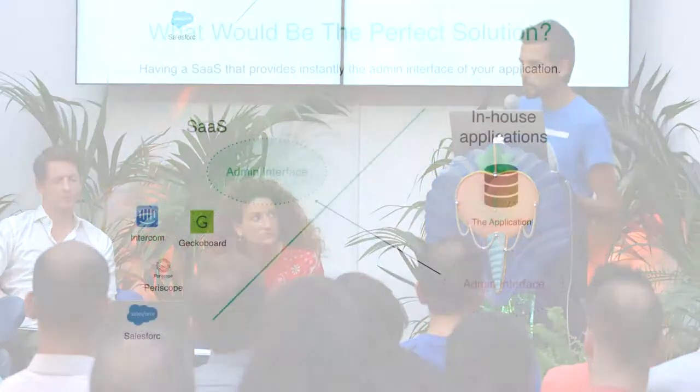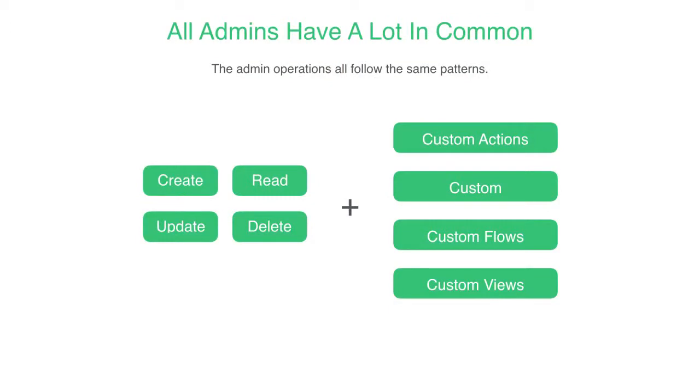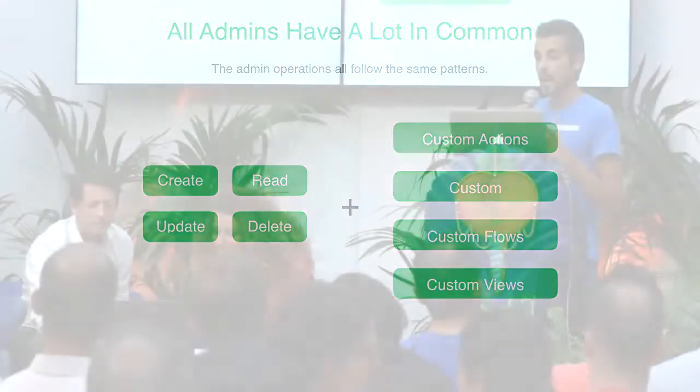And business teams, of course, are underarmed to manage the operations inside the admin interface efficiently because the admin always lags behind the product. So what would be the perfect solution? Why not just put the admin interface on a SaaS? With hindsight, at Forest, we've just noticed that all operations in the admin interface always follow the same patterns. You create, read, update, delete data, and you have a bunch of custom things like custom actions, custom permissions, custom flows, or custom views.